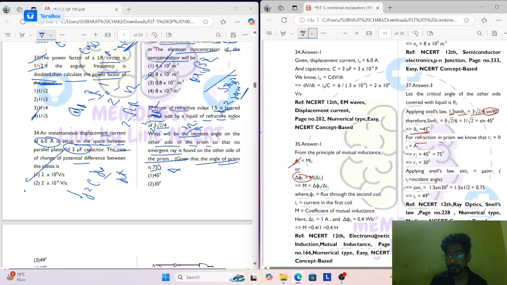For deviation in prism, we know that r1 plus theta c equals to A, right? So r1 plus 45 degree equals to 75. So r1 will be equals to 30 degree. Now apply Snell's law again. In this case the second medium is the air, so therefore the mu will be equals to 1. Sin theta 1 equals to mu into sin r1. Mu here is 1.5. Sin r1 equals to sin 30 degree, 0.75. So this is equals to sin 49 degree.